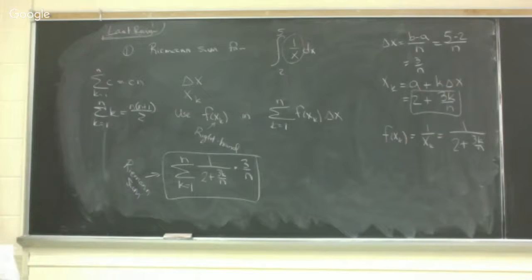The value of the Riemann sum is if we could find a formula that only involved n. But we can't do that for this.